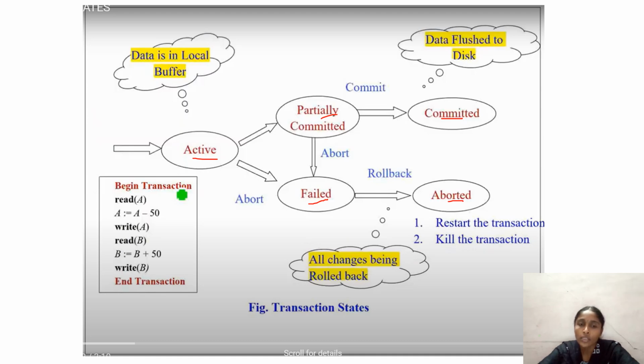If the operations are successfully completed, the transaction travels from active, to partially committed, to committed. If any inconsistencies occur, the transaction never happened, so the path of the transaction is active state, failed state, and aborted state. This is the concept of transaction states.